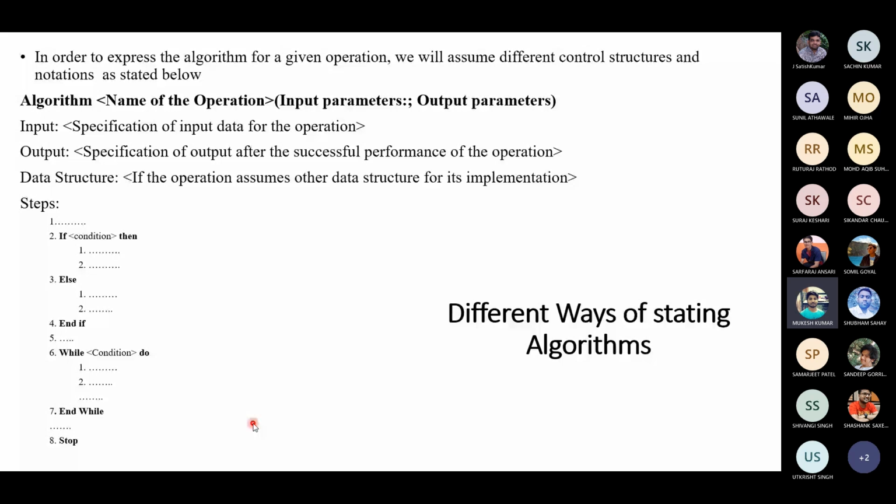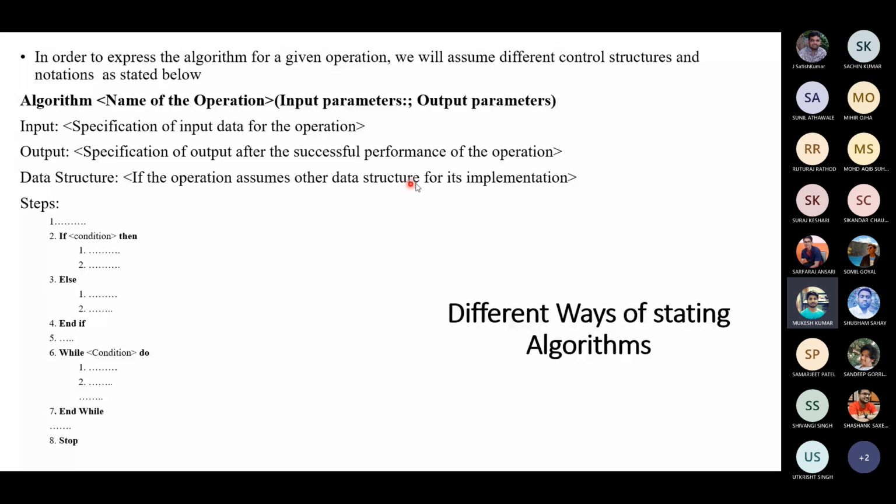In order to express an algorithm for a given operation, we will assume different control structures and notations. So when I'm defining an algorithm, we will follow this notation. In most of our classes, we are going to define algorithms in a set of steps like this. This is the algorithm: the name of the operation that I am going to define, the input parameters, the output parameters. This is the input, the specification of the input data for the operation. This is the output: I'm going to write the specification of the output after the successful performance of the operation. I'll define the data structure, if the operation assumes other data structures for its implementation.